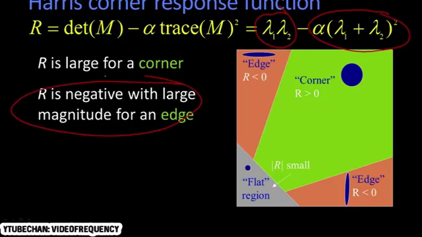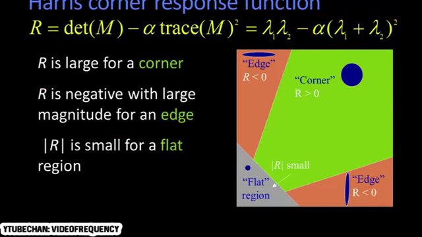Okay, so you can measure the R value, and it's negative along an edge. So R is large for a corner, it's negative along an edge, and if the magnitude of R is small, basically that means that everything was small, right? So L1 and L2 is small, everything there is small. Well, that's the flat region we were talking about, right? None of the gradients have any magnitude to speak of.